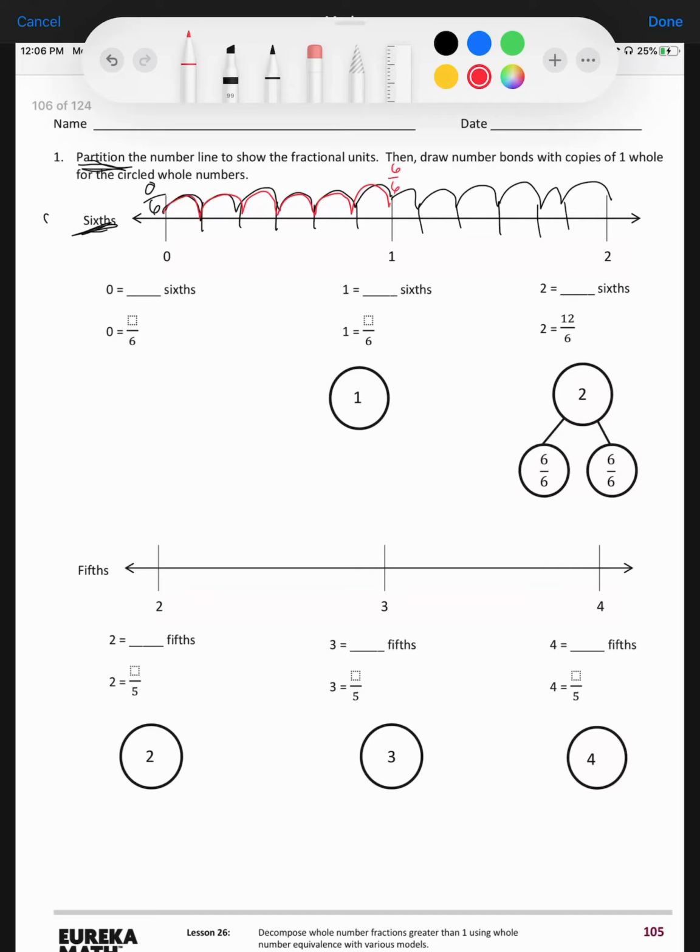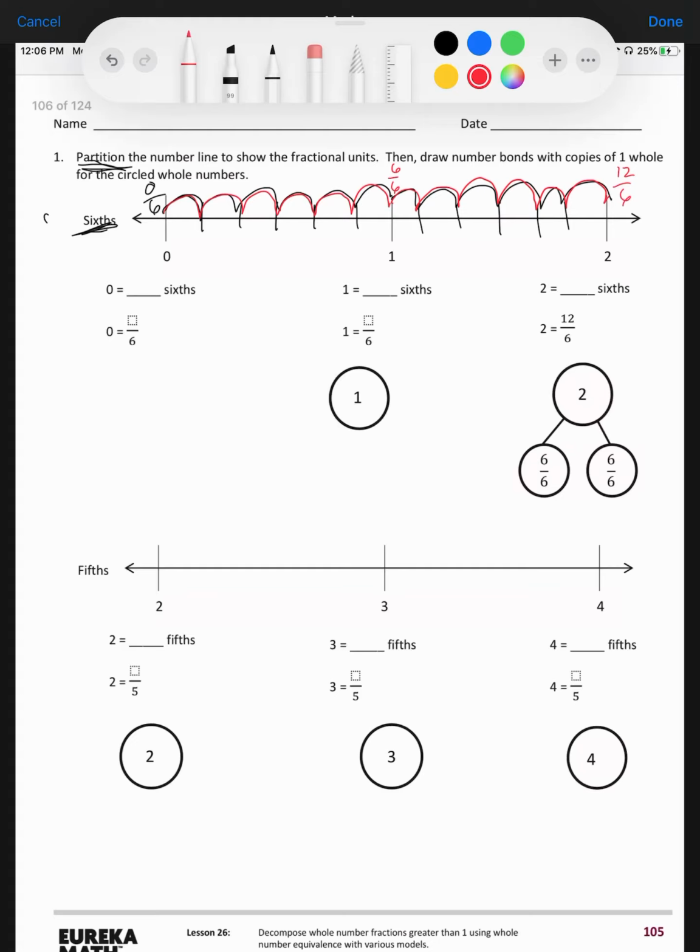Now we need to get to 2 and figure out what fraction 2 is equal to. So 6 sixths, 7 sixths, 8 sixths, 9 sixths, 10 sixths, 11 sixths, 12 sixths. So that's 12 sixths. So we've partitioned the number line, which was the first thing they asked us to do. And now we need to draw number bonds with copies of one whole.